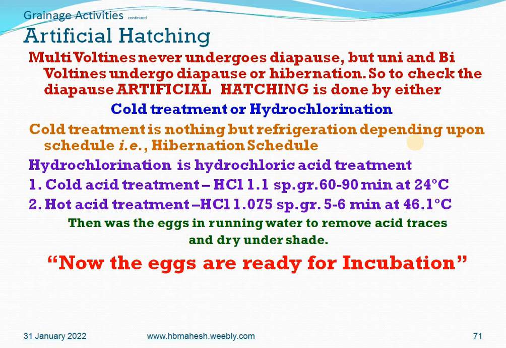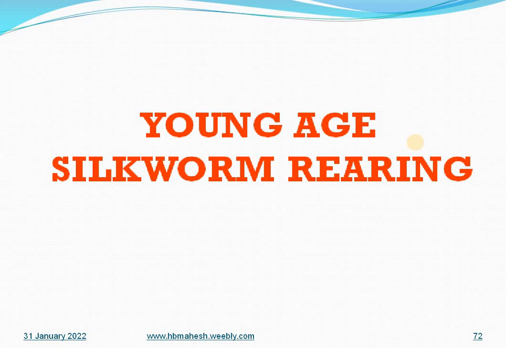But in case of hot acid treatment, hydrochloric acid with a specific gravity of 1.075 at 46.1 degree centigrade, the duration of dipping is 5 to 6 minutes. Then eggs should be washed in running water to remove the acid traces and dried under shade. Now the eggs are ready for incubation. Of course, after incubation it comes under silkworm rearing, so it will be discussed in the next video.